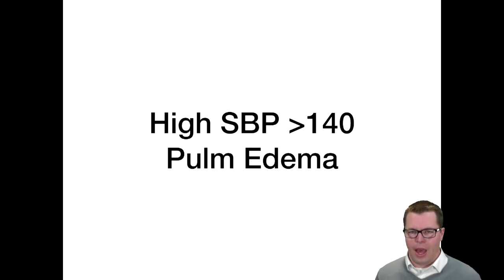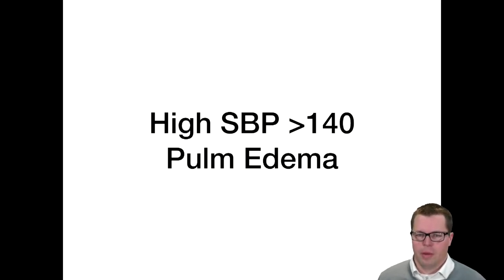All right, so let's look at the first phenotype that we want to look at. These folks have high blood pressure and pulmonary edema. Now we see lots of folks with blood pressure greater than 140. We're really more talking about the folks that are like 160, 180, 220 that have pulmonary edema. That's the first group that we'll look at.